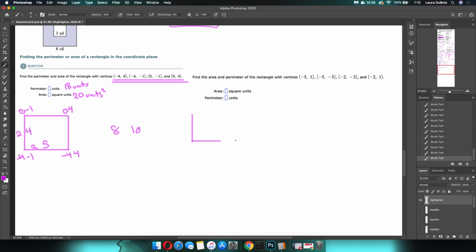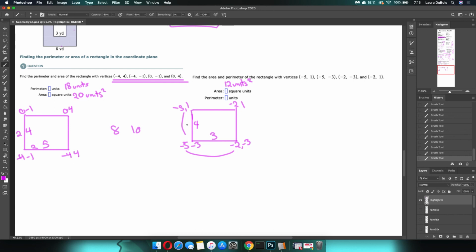Next one. That's a terrible rectangle, but we'll pretend. What do we have? We have negative 5, 1, negative 5, negative 3, negative 2, negative 3, and then negative 2, and 1. That one looks a little bit better. What's the jump from here to here? It's a jump of 1 to negative 3, so we're going down 4. From negative 5 to negative 2, we're going by a jump of 3. So area is 4 times 3. That's going to be 12 units squared.